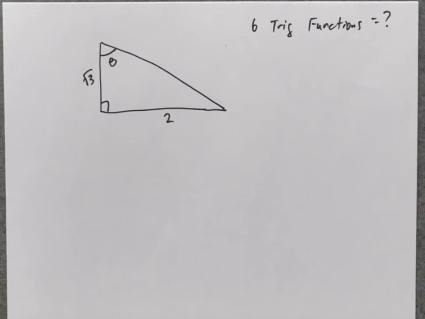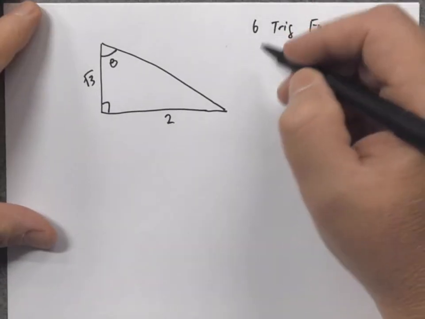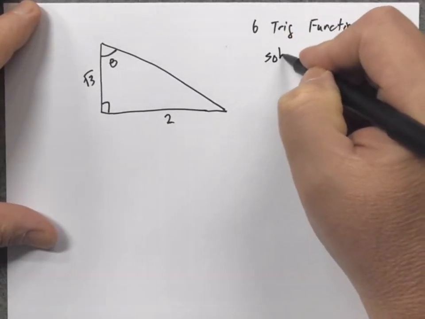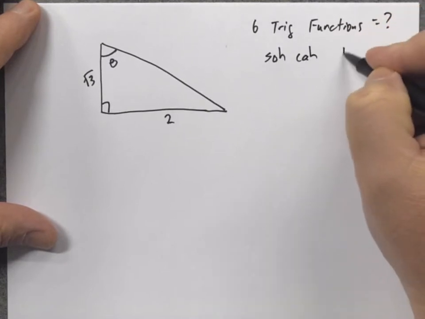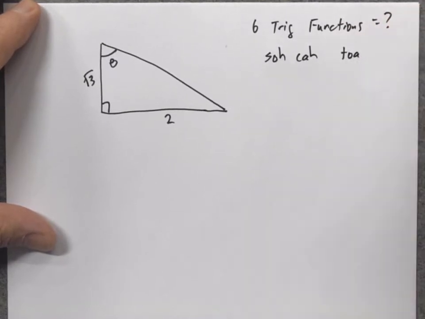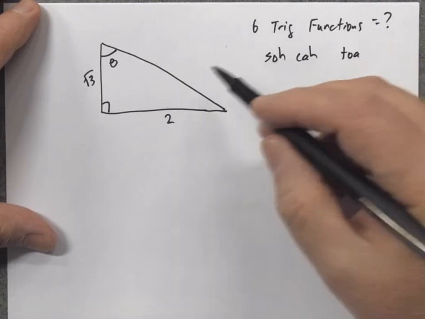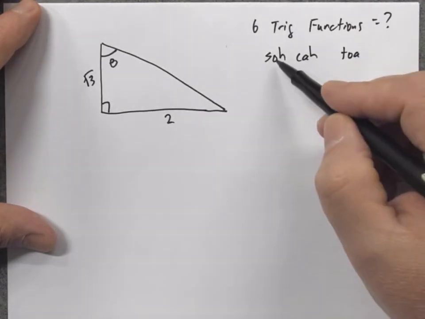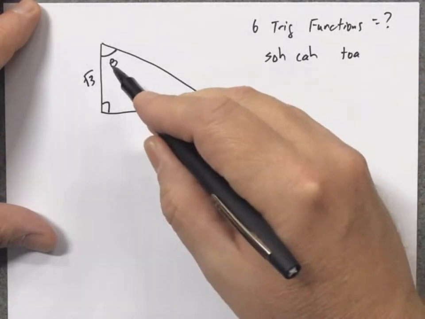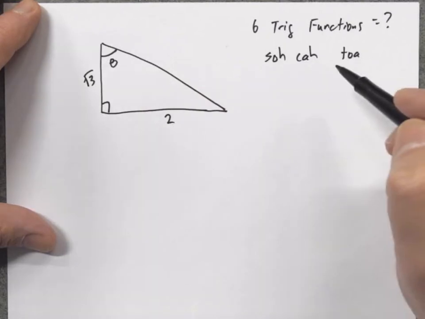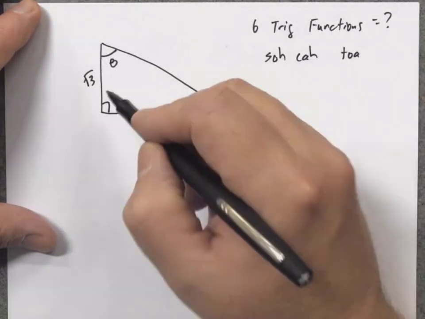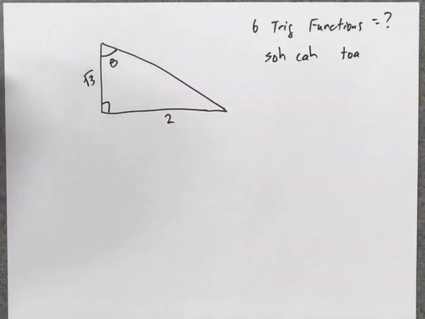And then finally we have the trig functions. So, SOH CAH TOA, where the H stands for hypotenuse, O stands for the side opposite the angle you're looking at, and the A stands for the adjacent side. So that's all the stuff you need to start working these.